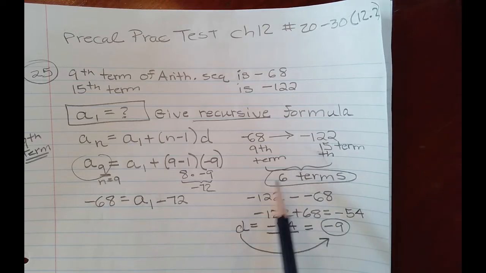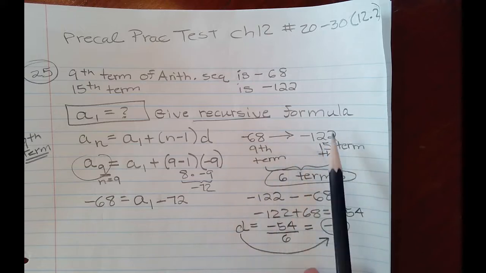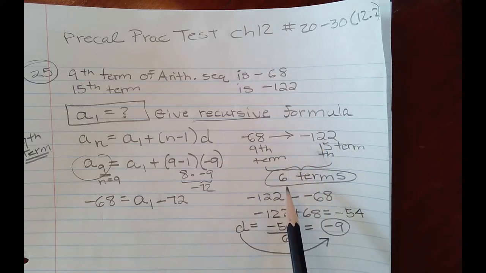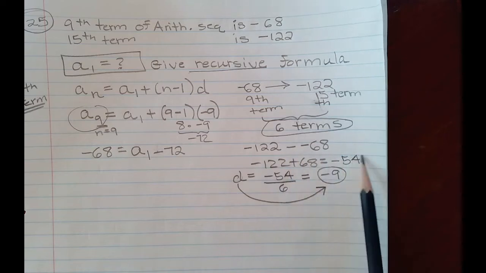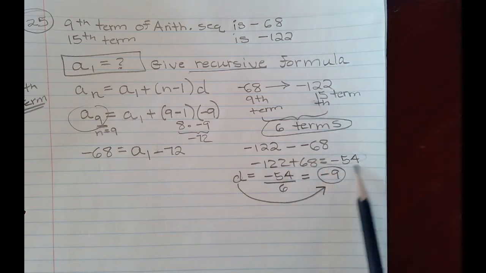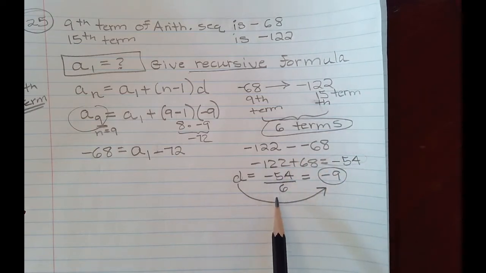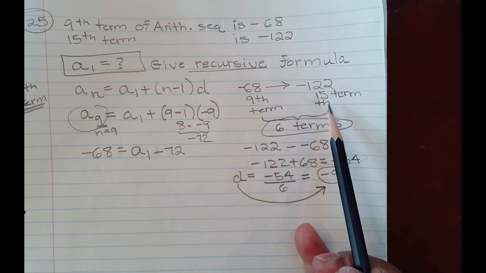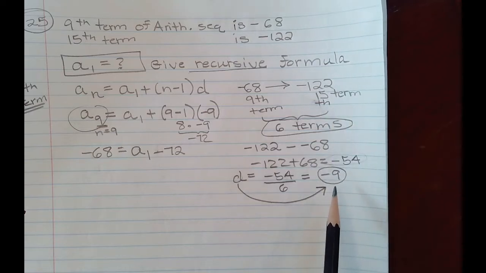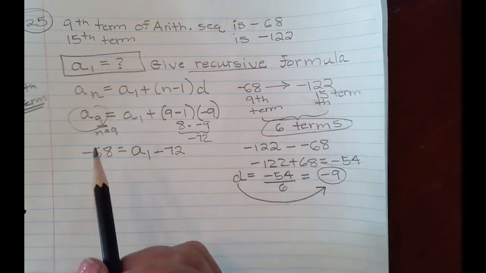And so what I'm spreading out is how many values occur amongst those 6 terms. So I just went negative 122 minus negative 68, which was a total of 54. And then I took that negative 54 and split it up amongst 6 terms as you go from the 9th position to the 15th position. So that's negative 9 for that common difference. And you can even use that right now.